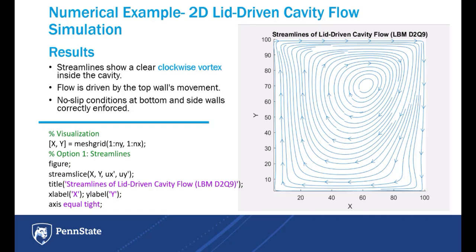The streamline plot reveals the expected clockwise vortex. This result confirms that our boundary conditions and numerical method are correctly implemented and that the fluid recirculates in response to the lid motion.